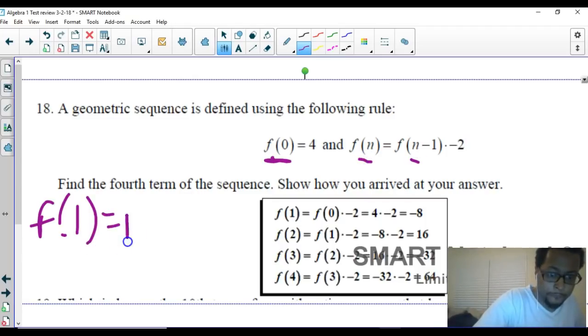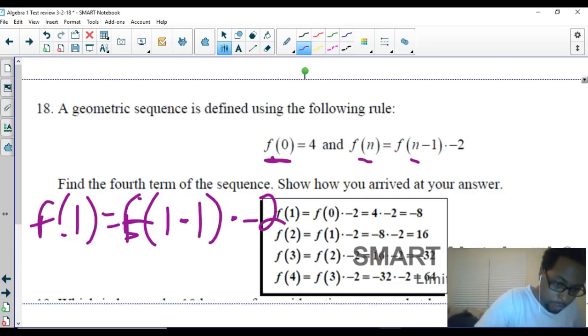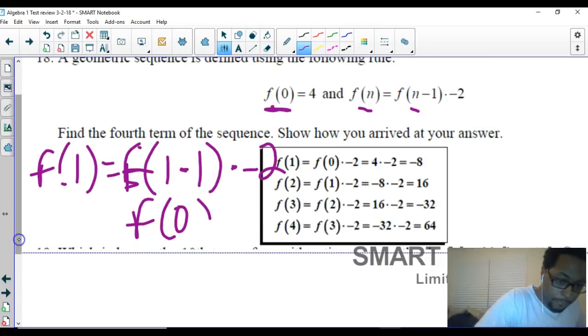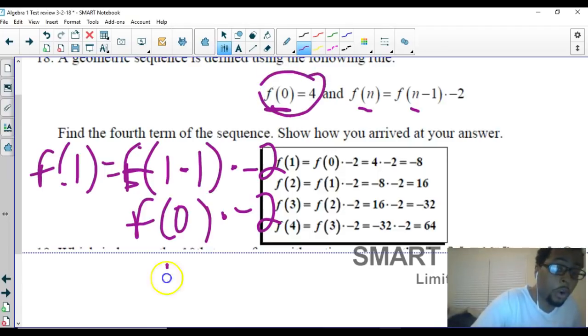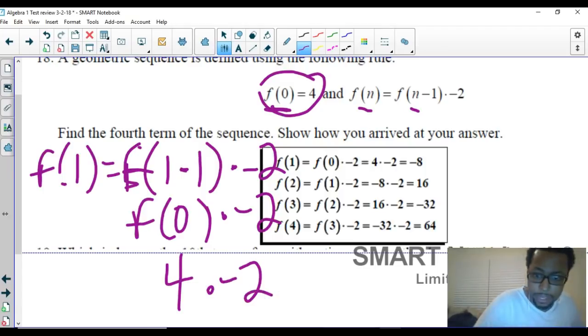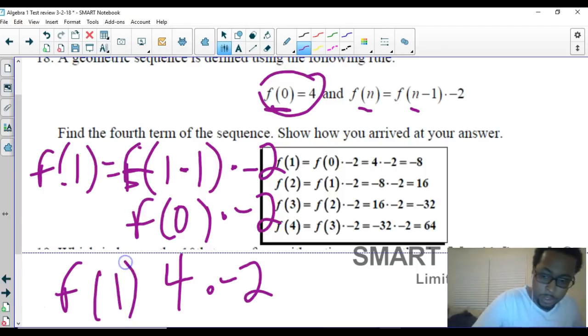So this is going to be, instead of n, I'm going to put 1 minus 1 times negative 2. 1 minus 1 is 0, so I have f of 0 times negative 2. F of 0. Man, what's f of 0? Oh, snap, it's up here. F of 0 is 4. So this is 4 times negative 2. So 4 times negative 2 means f of 1 equals negative 8.